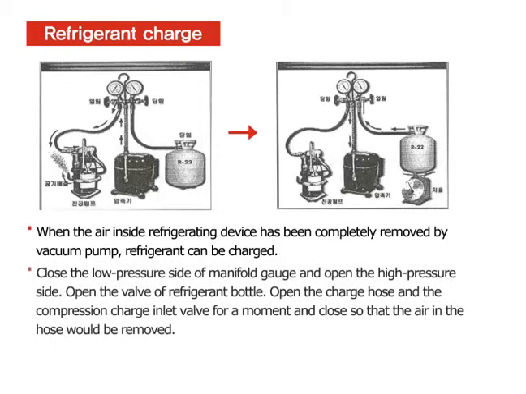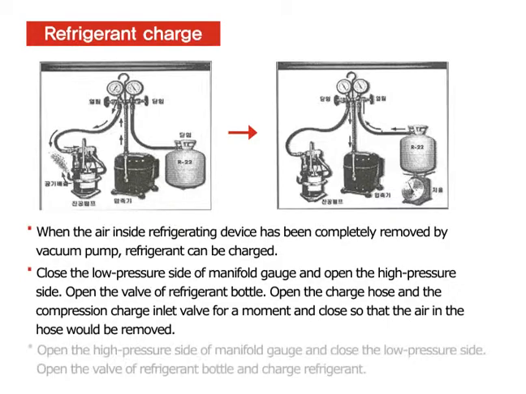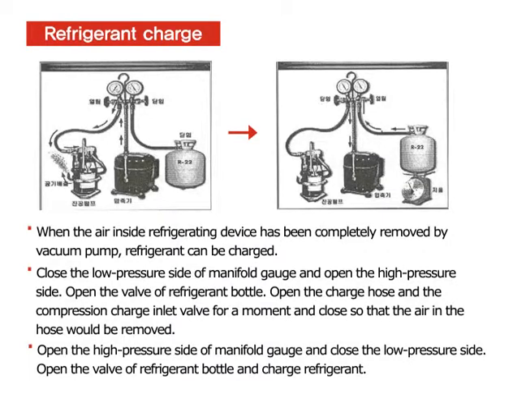Close the low pressure side of the manifold gauge and open the high pressure side. Open the valve of the refrigerant bottle. Open the charge hose and the compression charge inlet valve for a moment and close it, so that the air in the hose would be removed. Open the high-pressure side of the manifold gauge and close the low-pressure side. Open the valve of the refrigerant bottle and charge refrigerant.